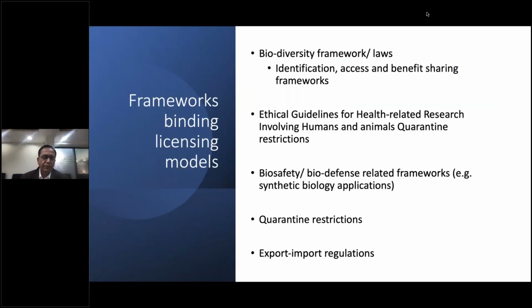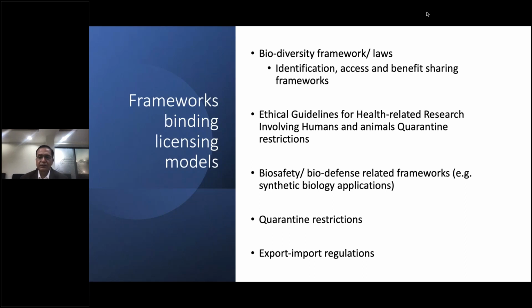Now, there are a number of external frameworks influencing bioproperty access mechanisms. The main one, of course, is when it comes to plants and animals, the biodiversity laws are so critical. Identification and access benefit sharing are governed by the original Rio Convention and then Nagoya Protocol after that. However, there are a number of countries that are not signatory to that, and therefore it's not universal there today. India, of course, has a very strong, draconian biodiversity law that limits a tremendous amount of access today.